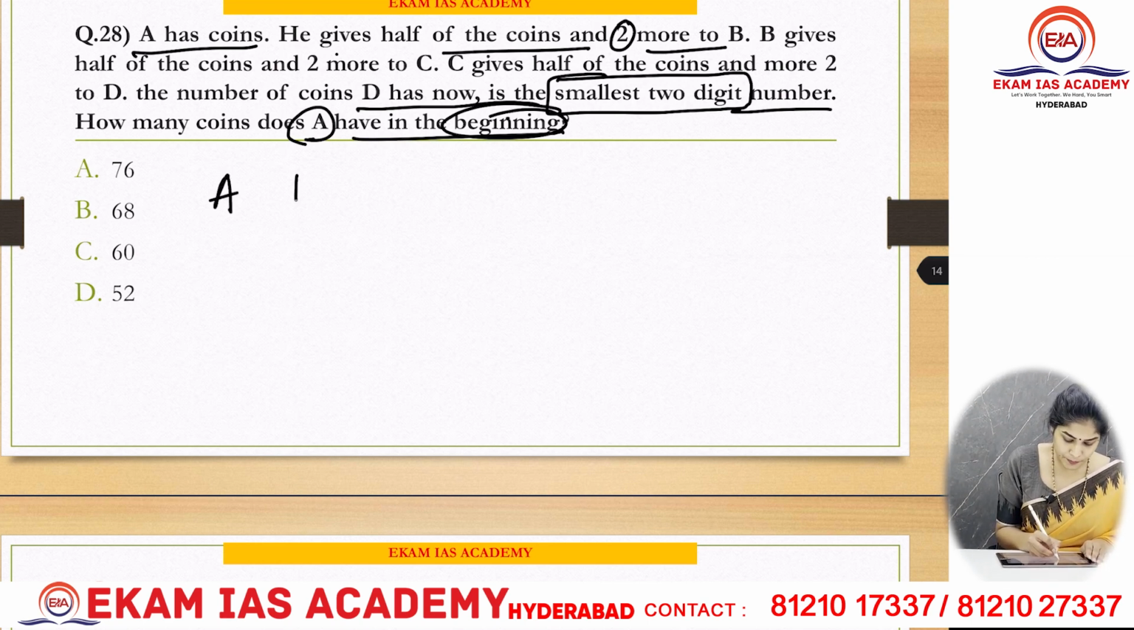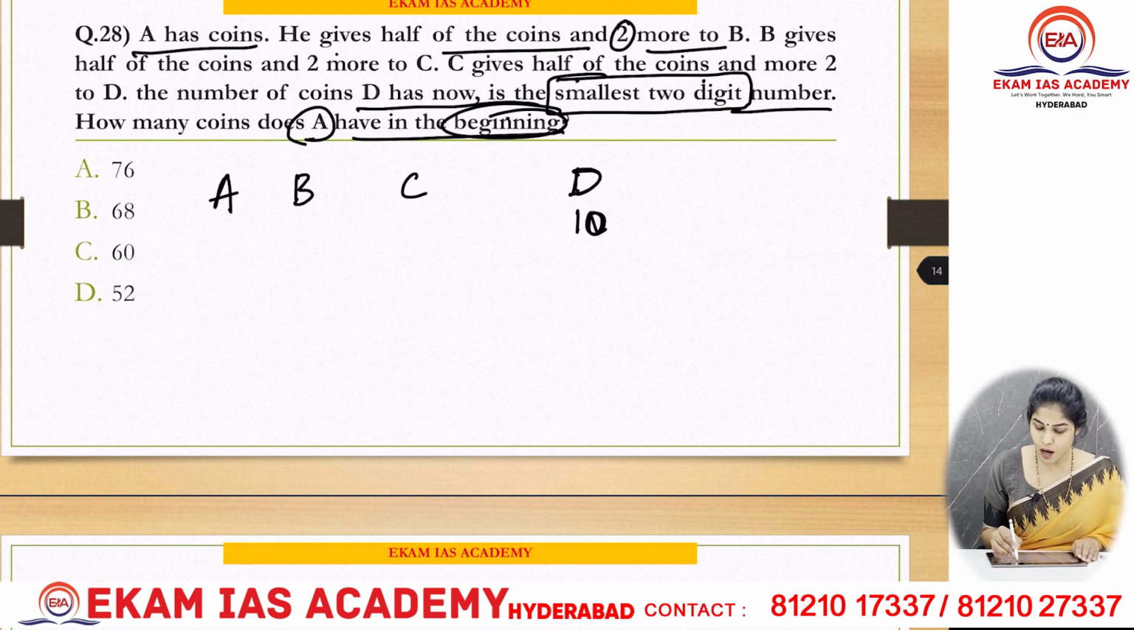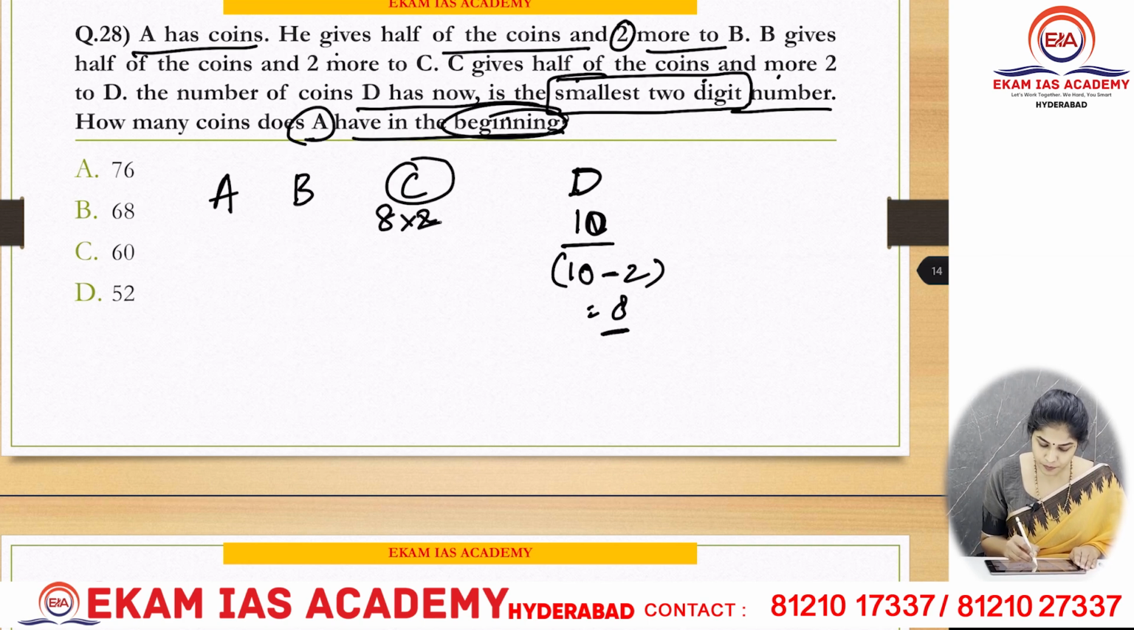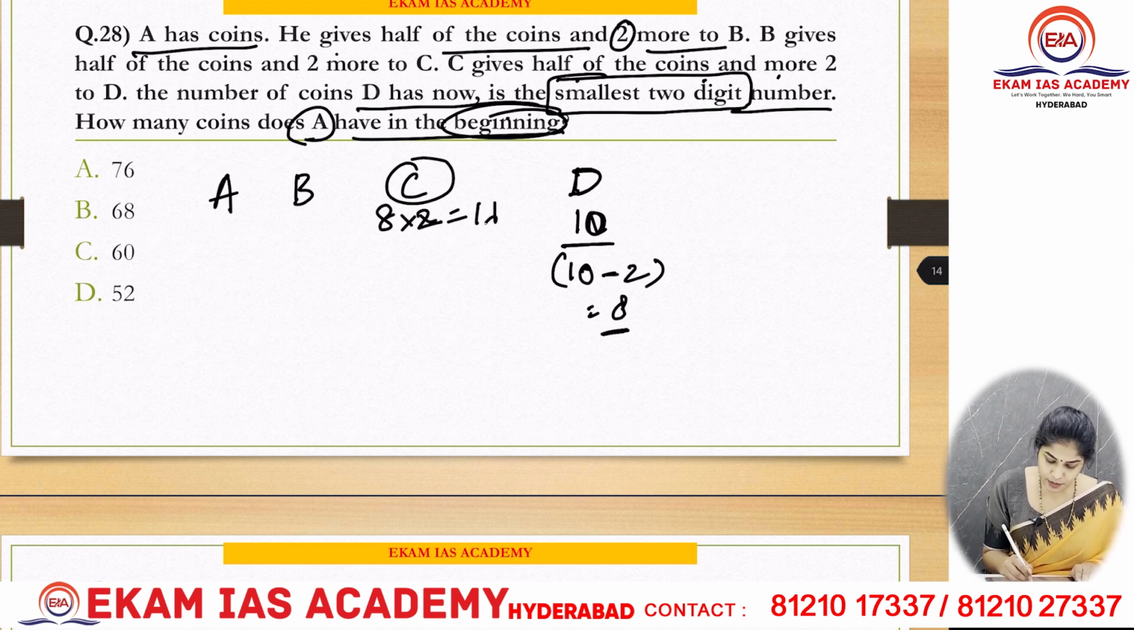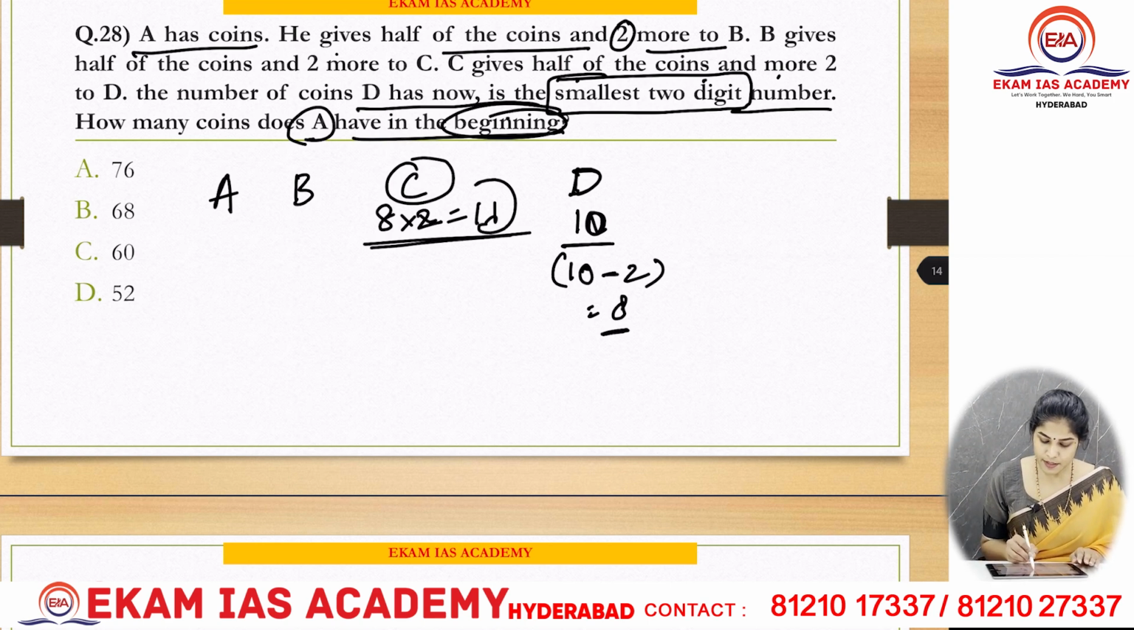It is 10, right? I am writing A, B, C, D. D has the smallest 2-digit number. What he said, C gives half of the coins and 2 more to D. So I am deleting the 2 more, so what is left, 8, is the half of the coins which C has. So C has 8 into 2, which is 16, right? So C has 16 coins.